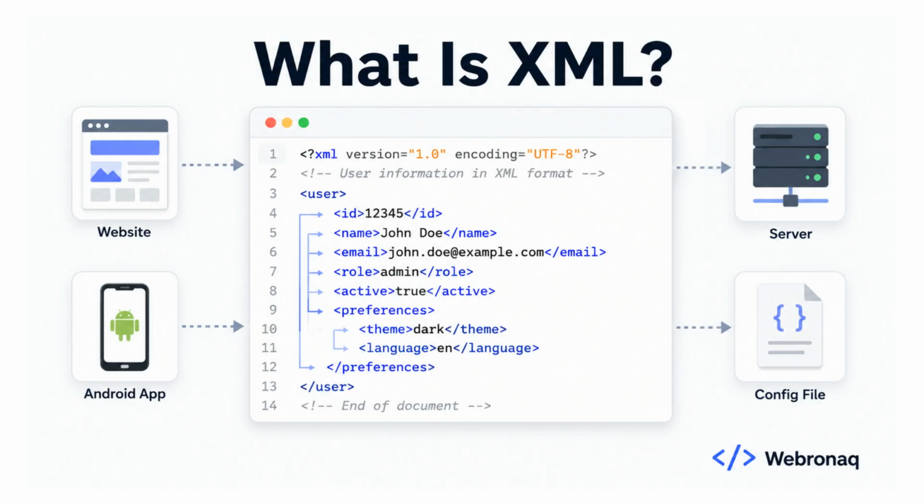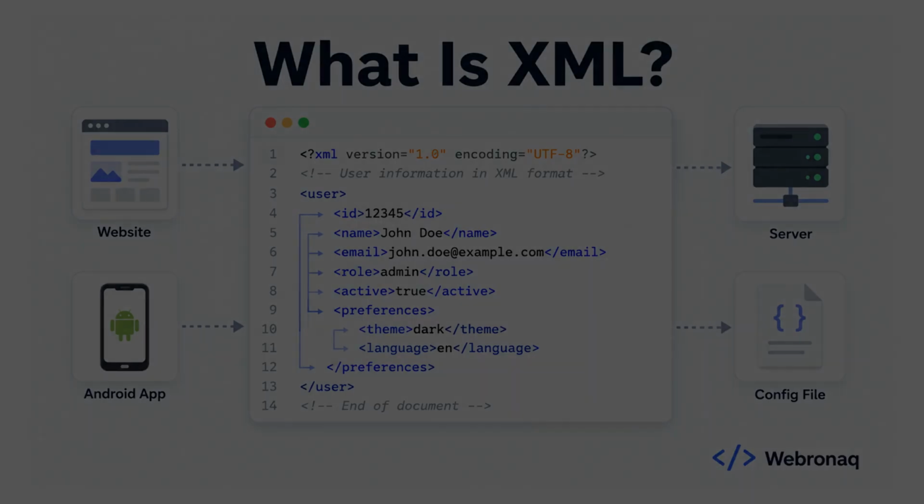Underneath, XML is basically a tree structure. Every opening tag becomes a node in memory, and parsers walk through that tree the same way browsers walk through HTML. This idea became extremely useful for configuration files, APIs, Office documents, Android layouts, and data exchange between completely different systems. Now let's look at what an XML document actually looks like.